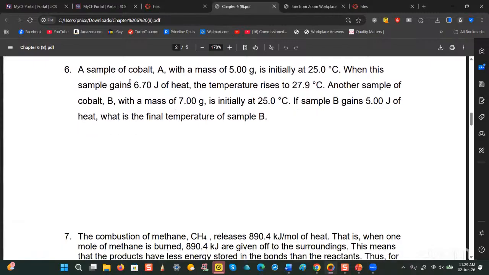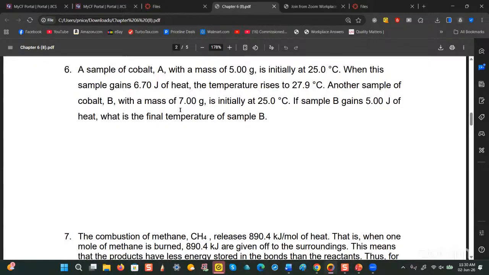It says a sample of cobalt A with a mass of 5.00 grams is initially at 25 degrees, and when this sample gains 6.70 joules of heat, the temperature rises to 27.9 degrees Celsius. Another sample of cobalt B with a mass of 7.00 grams is initially at 25.0 degrees Celsius. If sample B gains 5.00 joules of heat, what is the final temperature of sample B? Now the key thing in this question is that both sample B and sample A are the same substance, right? So that means that they would have the same value for the specific heat.